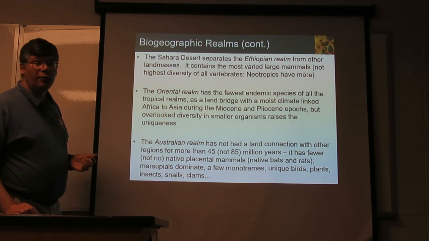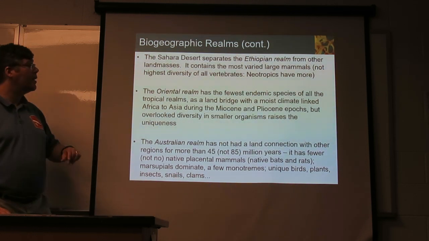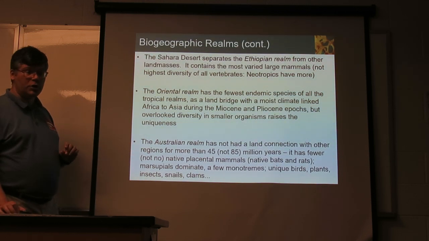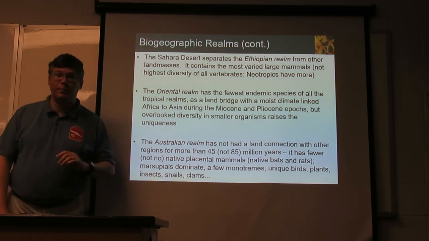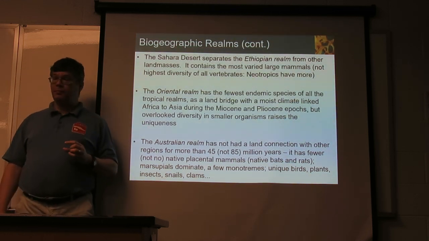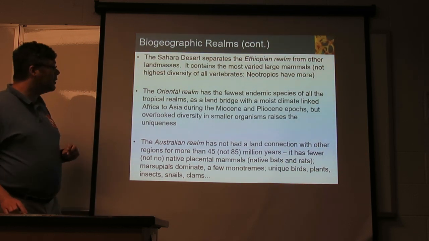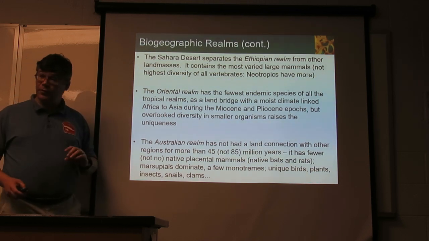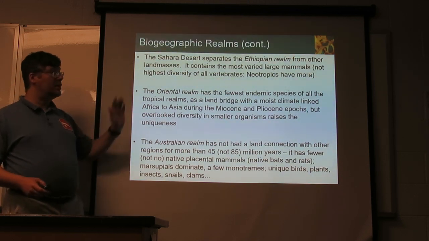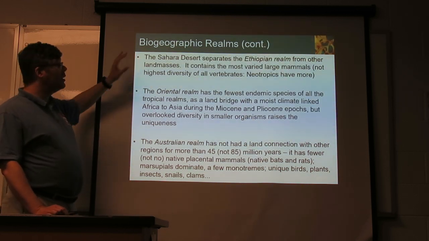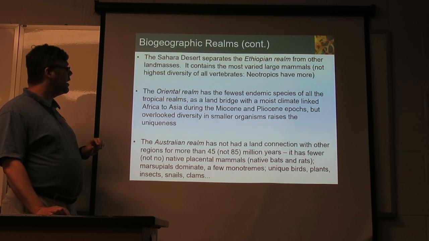Ethiopian is separated from the Palearctic by the Sahara. There's a particular diversity of large mammals there, perhaps in part Africa being where humans first evolved. The big mammals had a chance to learn to watch out for these funny two-legged things running around. Now, the highest diversity of vertebrates is in the neotropics rather than there, but in terms of big animals, we have quite the diversity down there.